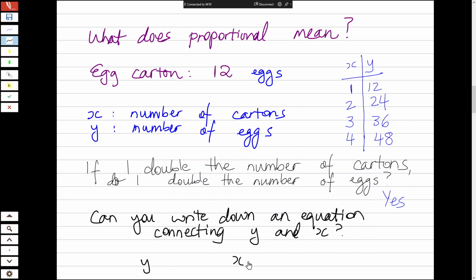Okay, I've got a question for you. I've got x, the number of cartons. I've got y, the number of eggs. There are 12 eggs in a carton. So can I write down an equation to connect the two letters together? What is it? Y plus x. X plus y.